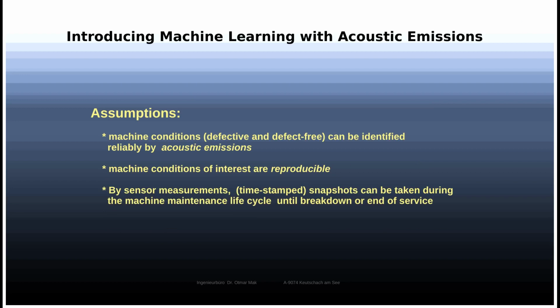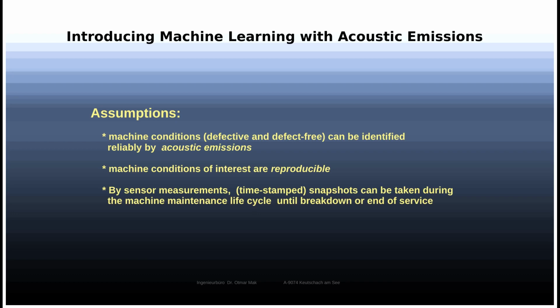Under which circumstances is our approach applicable? First, we have to be able to classify machine conditions of interest at least manually or by experts. Secondly, the machine conditions we want to monitor have to be reproducible. There may be a list of conditions we want to diagnose automatically, for instance in different phases of a production process, or at different stages of a life cycle of a machine and its components.